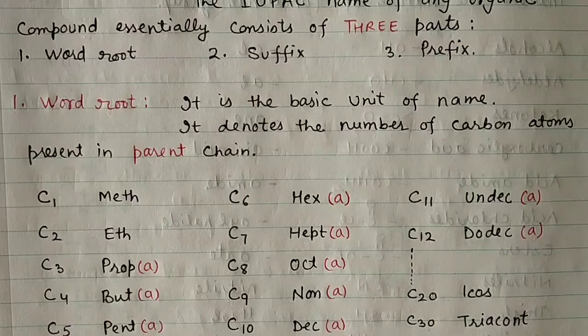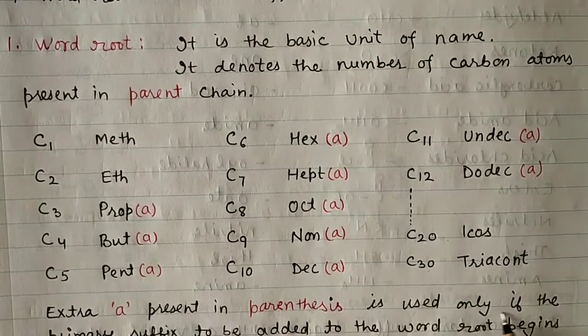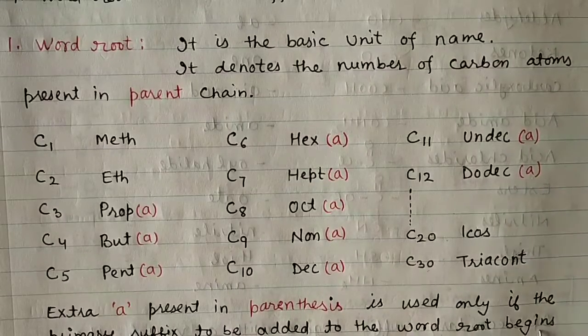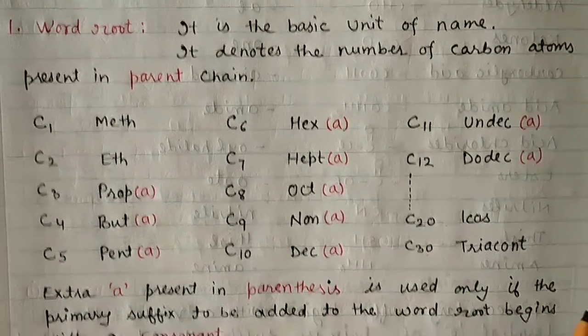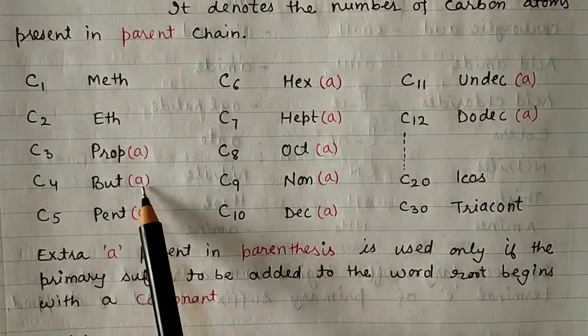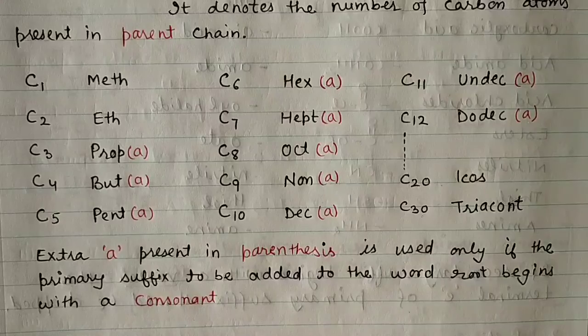This extra 'a' present in the parenthesis is used only if the primary suffix to be added to the word root begins with a consonant. In that case we have to use the extra 'a' which is present in the parenthesis.